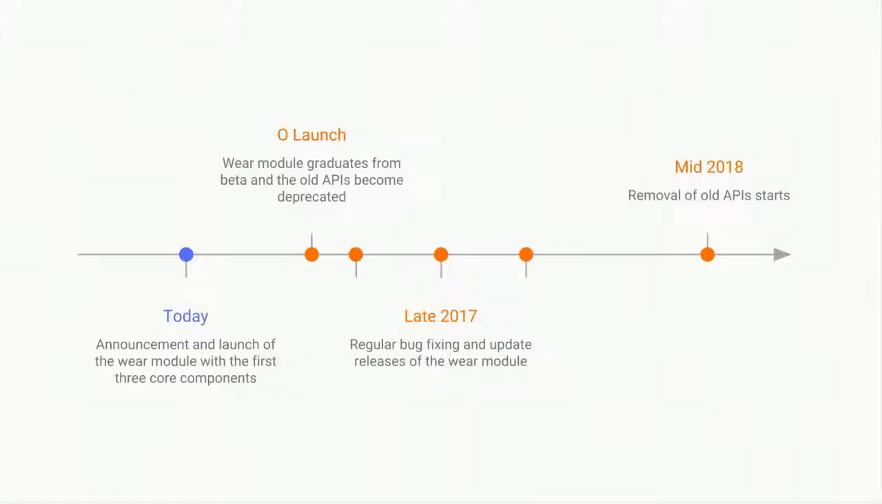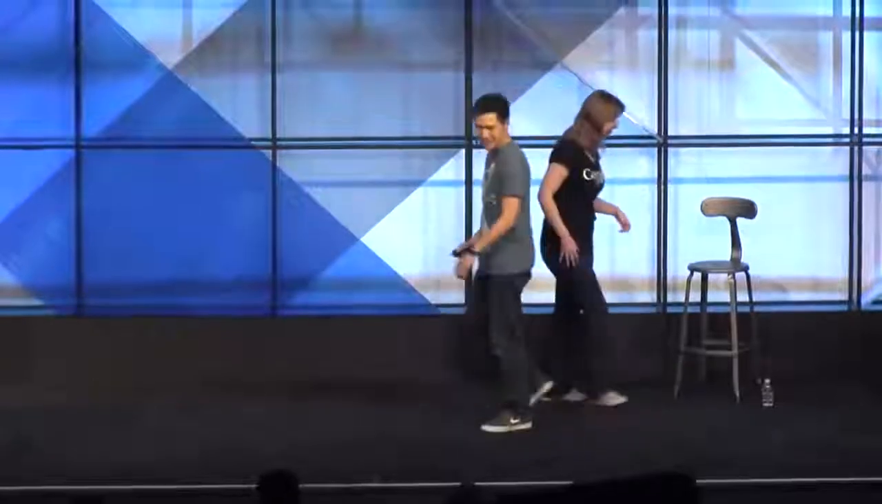Then we will subsequently have regular bug fixing and update releases of the Wear module with the Android support library. And then sometime, say, mid-2018, mid-next year, we would be starting to remove old APIs so that we slim down, again, dependencies to the ones that we want people to use. So that's all from me. With that, I'm going to hand over to Ollie to talk about complications. Thanks, Saga. Some important changes there.